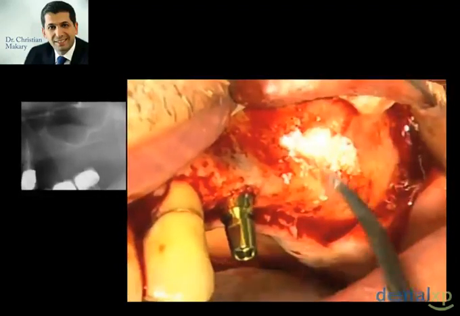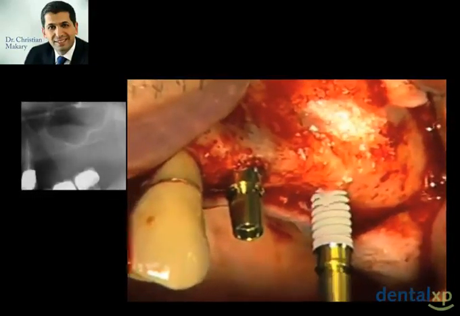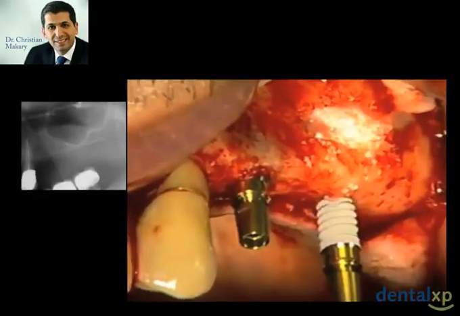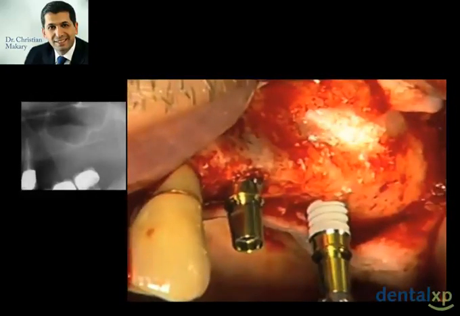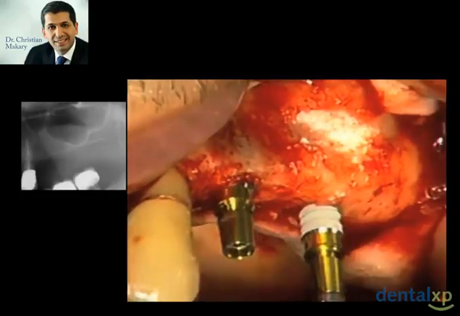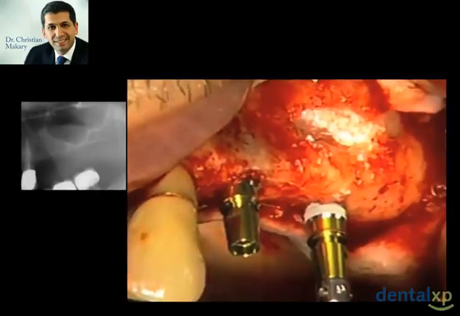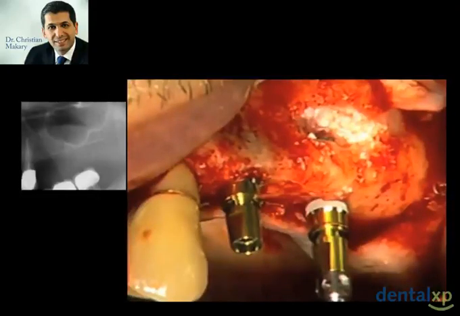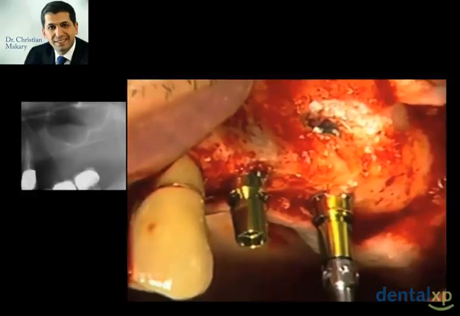So we fill the sinus with this xenograft, and then we place our implant. We cannot place the implant before we fill the sinus, because in this case it will be difficult to allow for placement of the bone graft in the posterior part of the sinus. So it's always important to place the bone graft first and then place our implant. And also it is important to prepare the implant site before placing the bone graft.